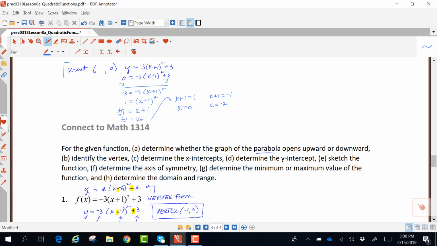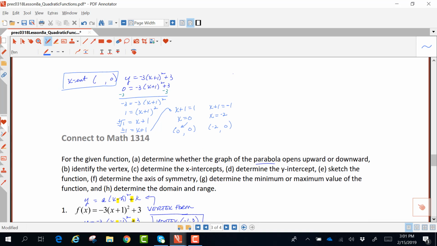Remember, the goal is to find the x-intercepts, which are points in which the y value is 0. Therefore, the first x-intercept is the point (0, 0), and the second x-intercept is the point (-2, 0).